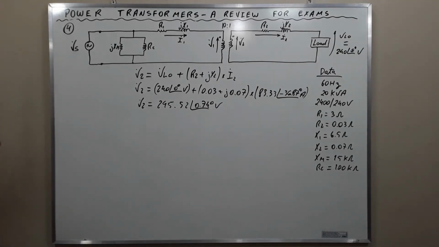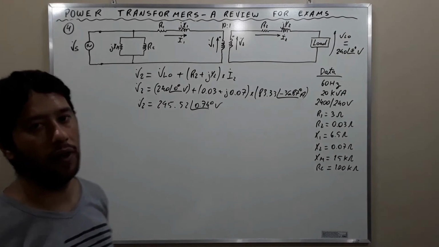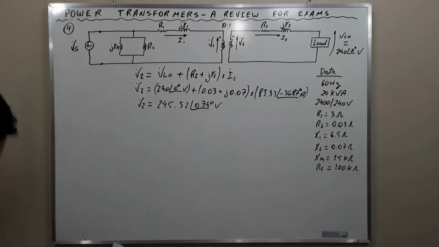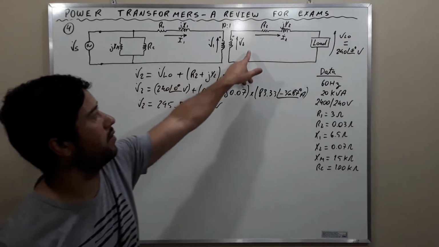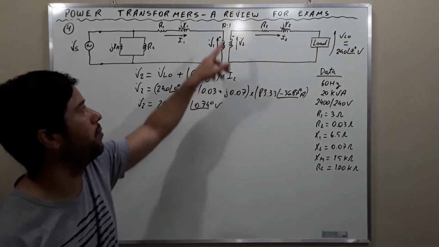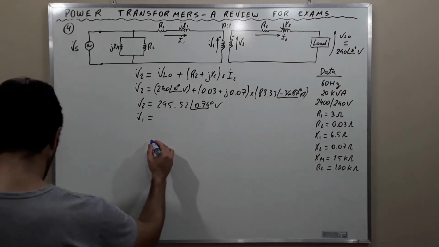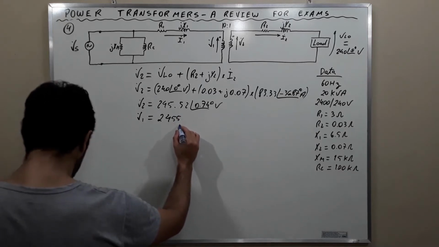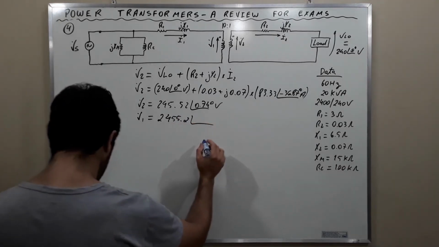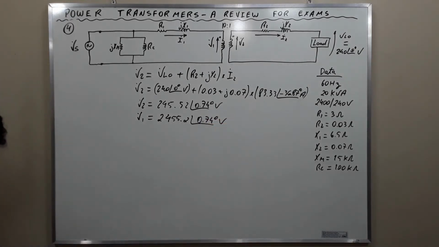And to calculate V1 from V2, we can use merely the turns ratio of the transformer. Okay, this is the high side, this is the low voltage side, then we simply multiply by 10, and V1 is equal to 2455.2 phase 0.74 degrees volts. Okay, this is the voltage V1.